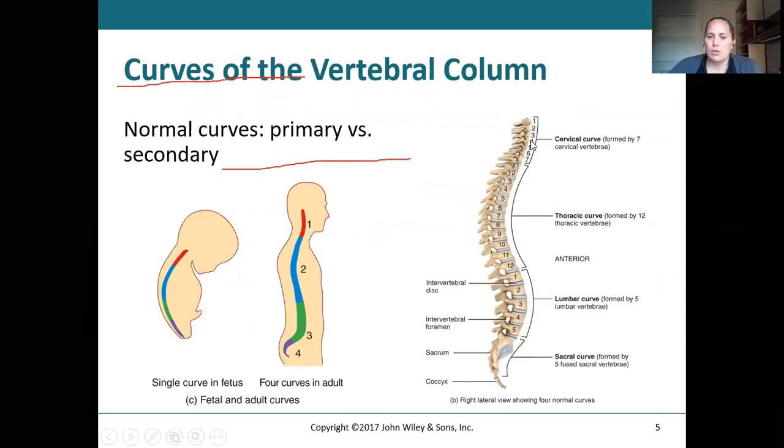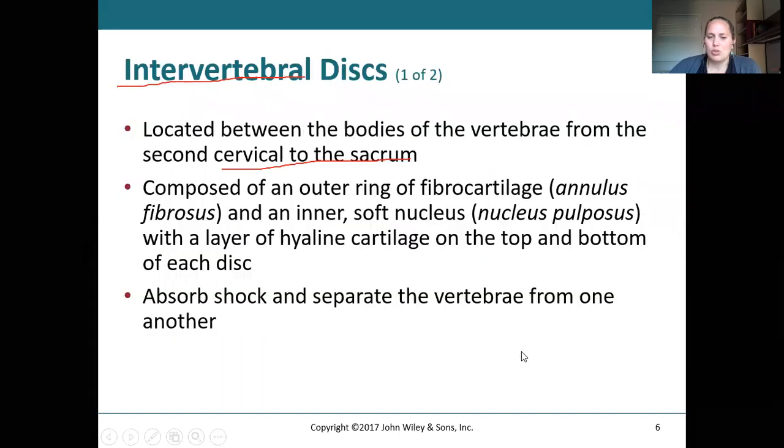So second cervical to the sacrum. That's quite a long distance there. It's a majority of the spinal cord.